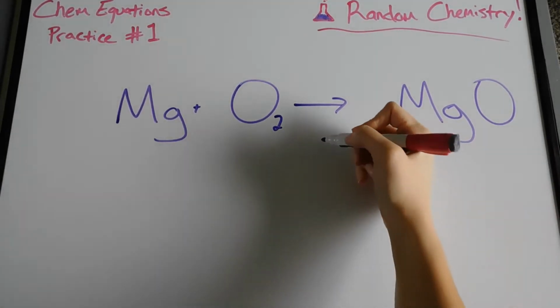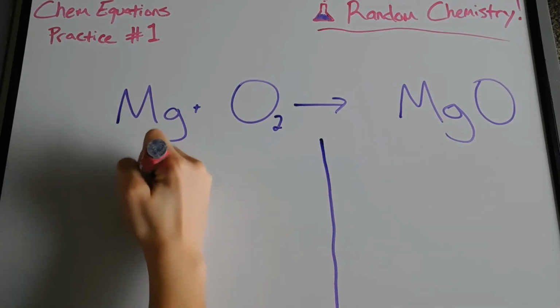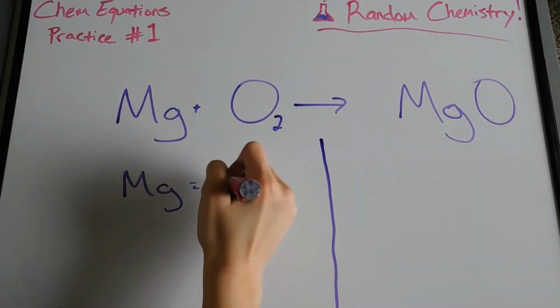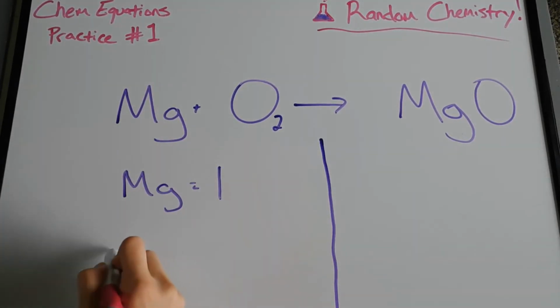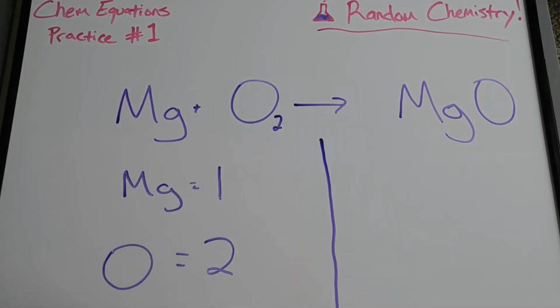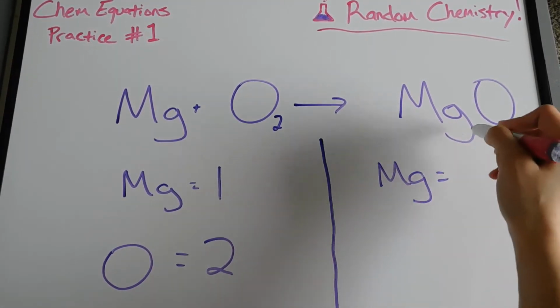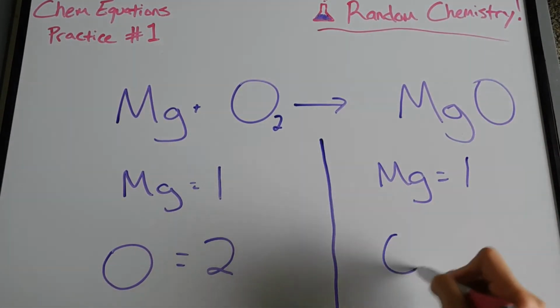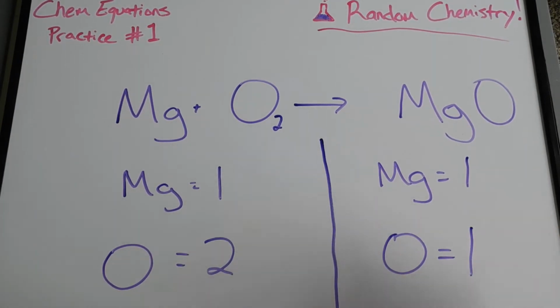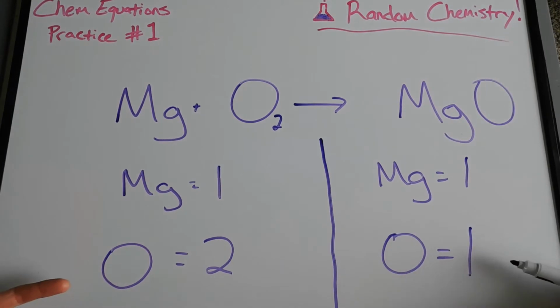Okay, the first step is to draw a line and then account for all of our atoms. We have 1 magnesium and we have 2 oxygen on the left side. On the right side, we have 1 magnesium and 1 oxygen. Now looking at the equation, the magnesiums are balanced, but the oxygens are not.